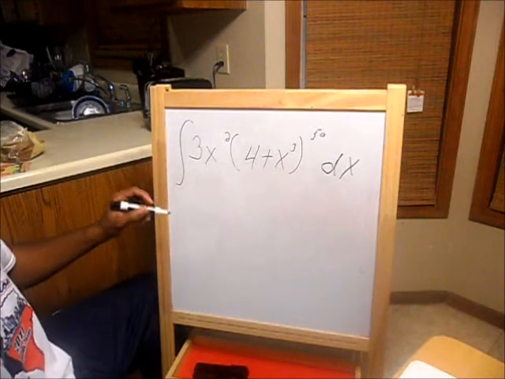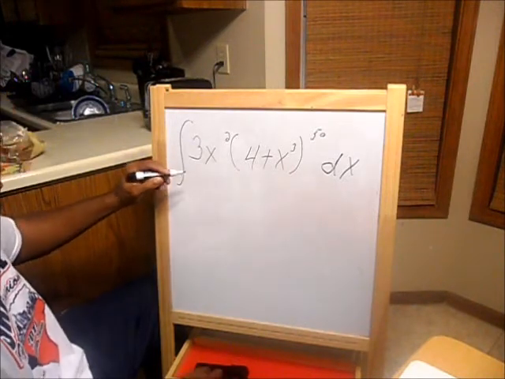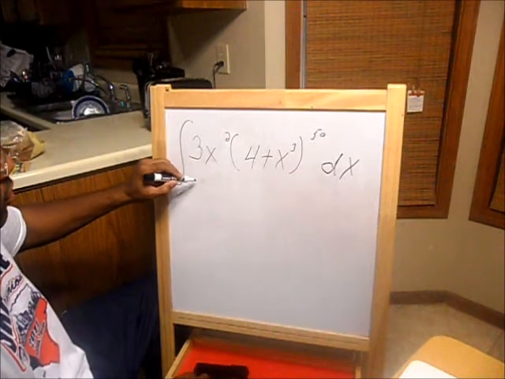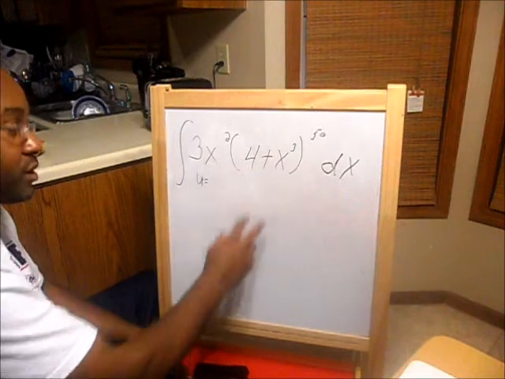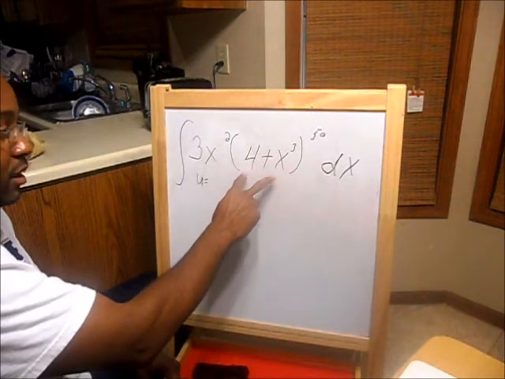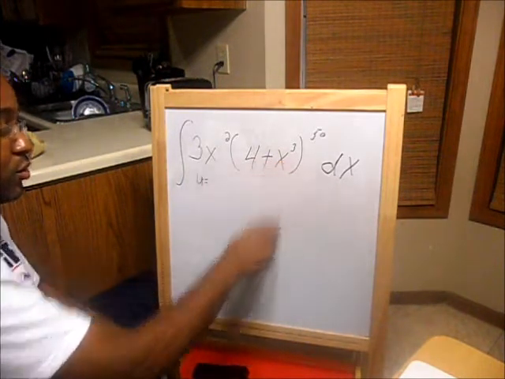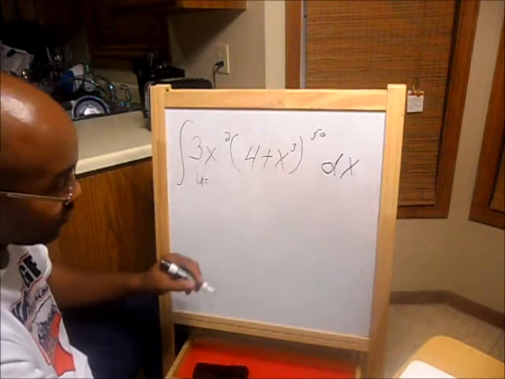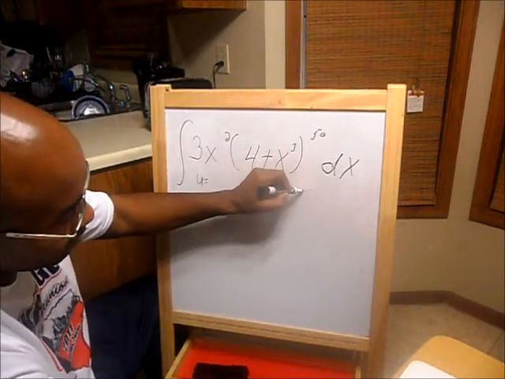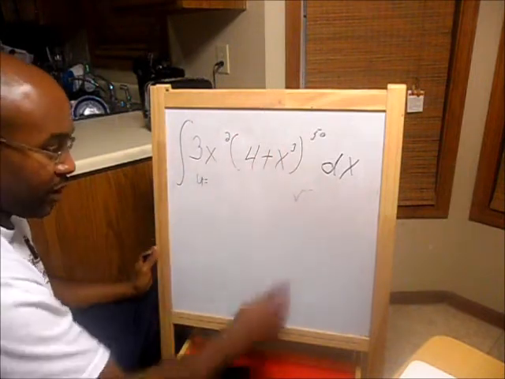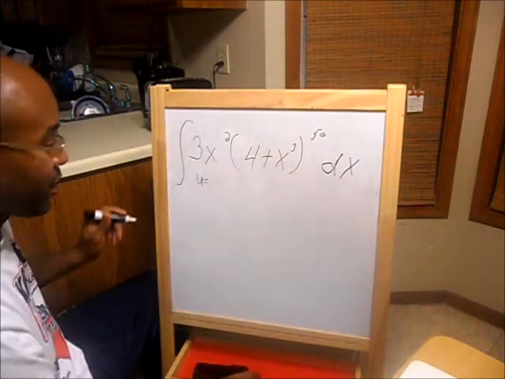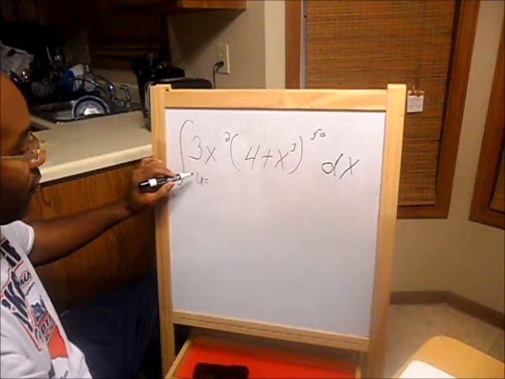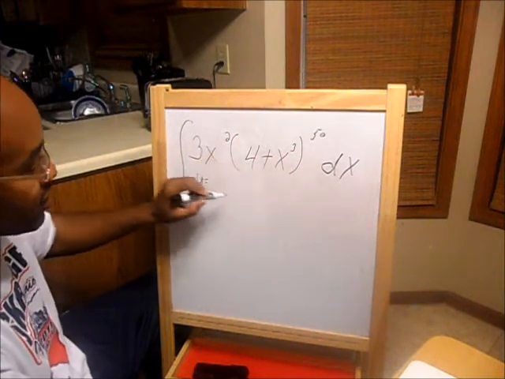So that's our problem. What you want to do first is allow u to equal the innermost function. Here the innermost function is 4 plus x cubed. Okay, so that's our innermost function. Also, sometimes you might see a square root, and anything under the square root would be your innermost function. Okay, so back to letting u equal 4 plus x cubed.